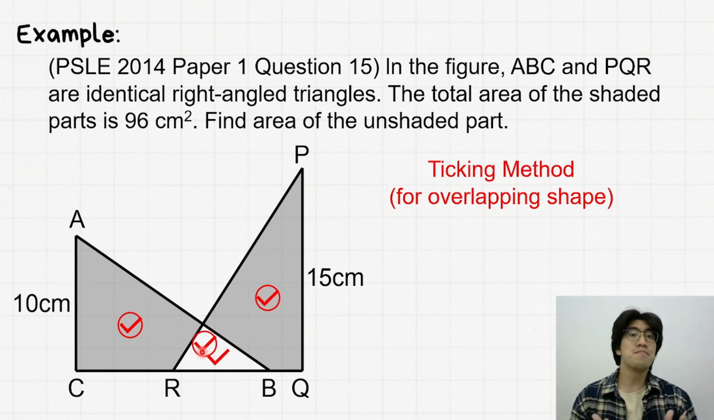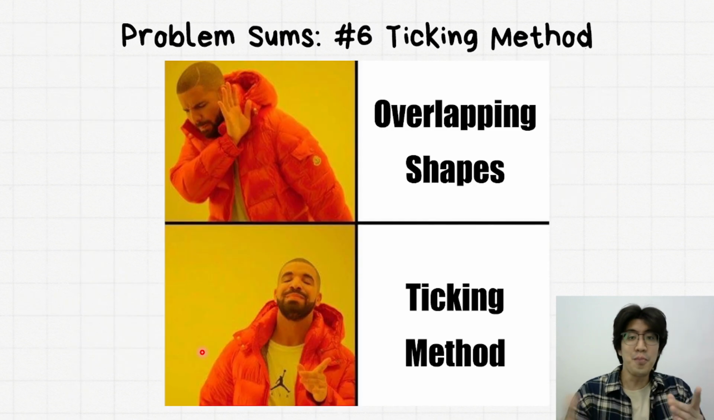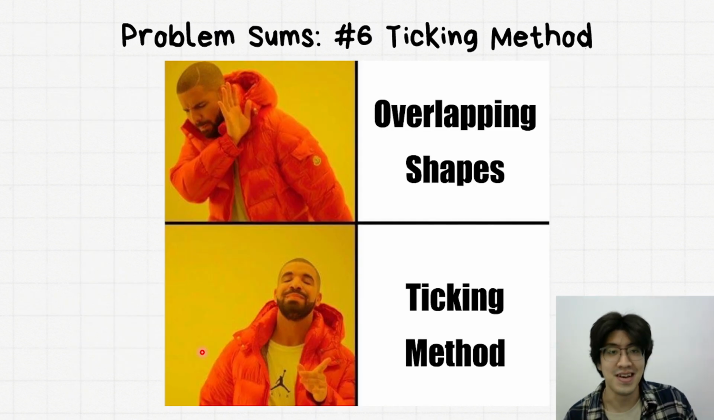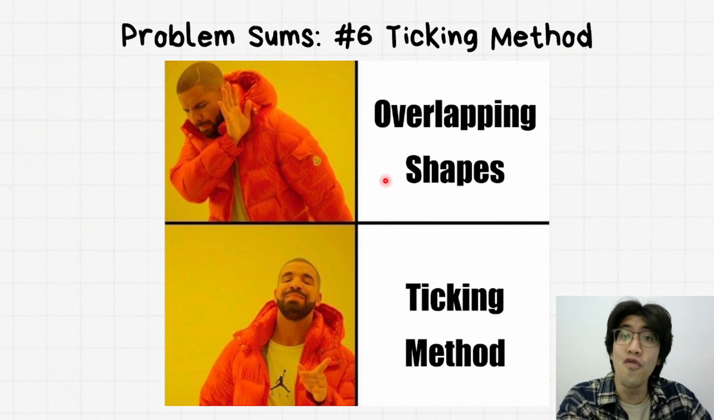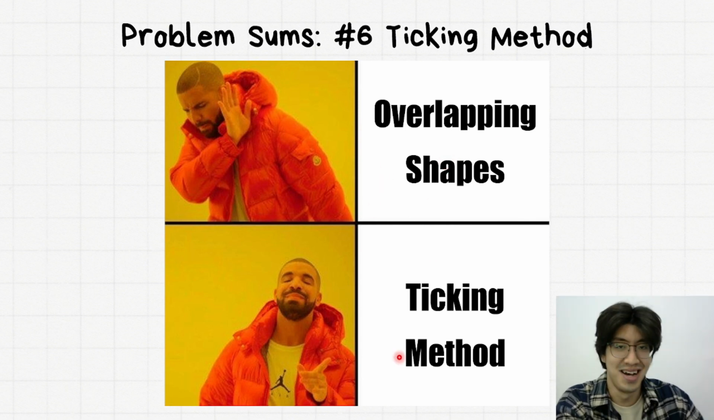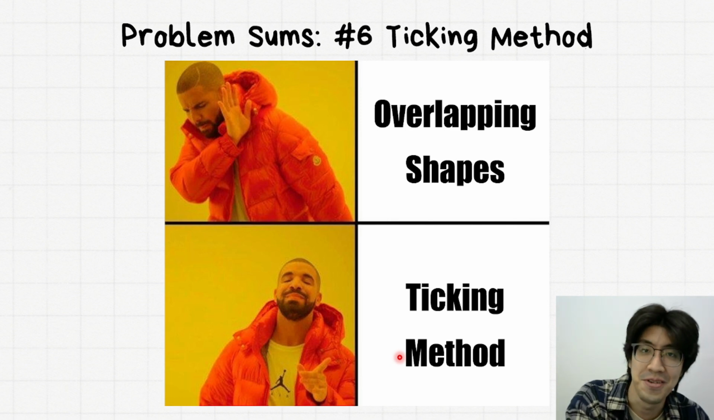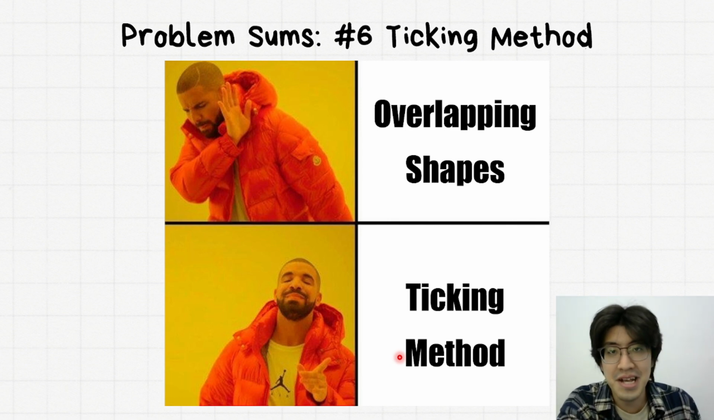So how can we memorize this better? I have prepared an internet meme for you. So this very popular meme by Drake, right? So if you see very, very annoying overlapping shapes, what do? We use the ticking method. So this is the main concept that we are going to learn today.